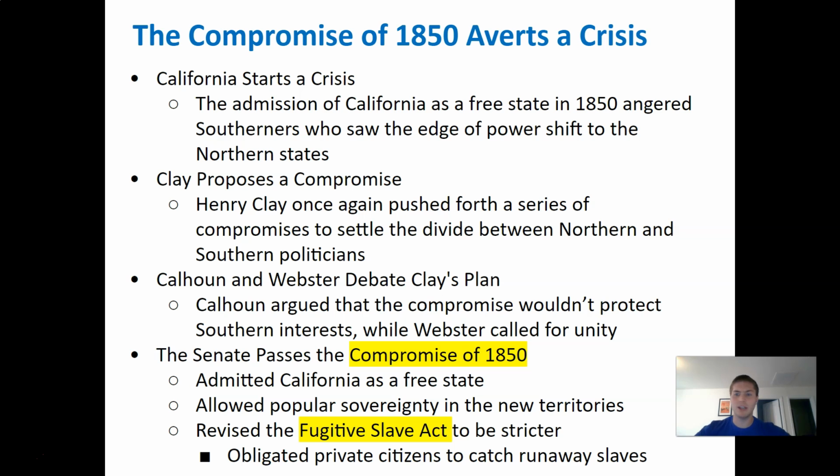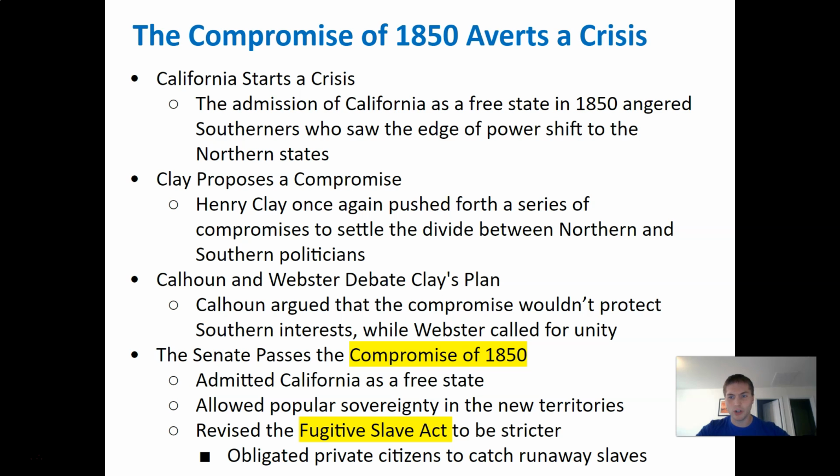Daniel Webster, meanwhile, says, guys, we need to come together. We need to talk about unity as a country. Both of those voices are going to be heard in the halls of Congress. And the compromise will finally pass in September, after a lot of back and forth. Three things come out of this compromise, guys, and remember this, it's on the bottom of your list here. It admitted California as a free state. It allowed for popular sovereignty in the territories, meaning those territories can choose whether they want to be slave or not. And it revised an old law passed in 1793, the Fugitive Slave Law.